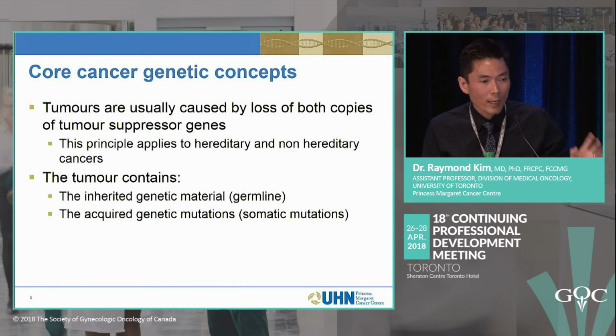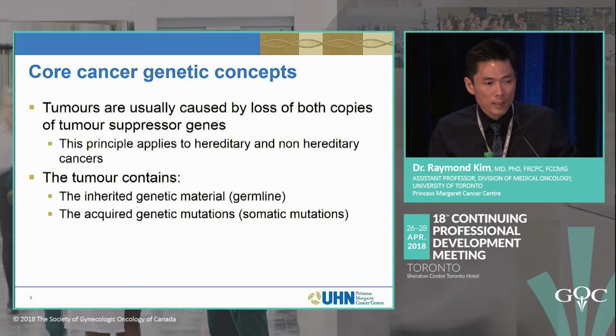So there are some core cancer genetics concepts, so hopefully I'll set the stage up for Tracy: tumors are caused by loss of both copies of the tumor suppressor genes. Most cancer is caused by loss of tumor suppressor genes. This principle applies to hereditary cancer and non-hereditary cancer. The tumor contains both the inherited genetic material, because it is part of the body, and also the acquired genetic mutations.